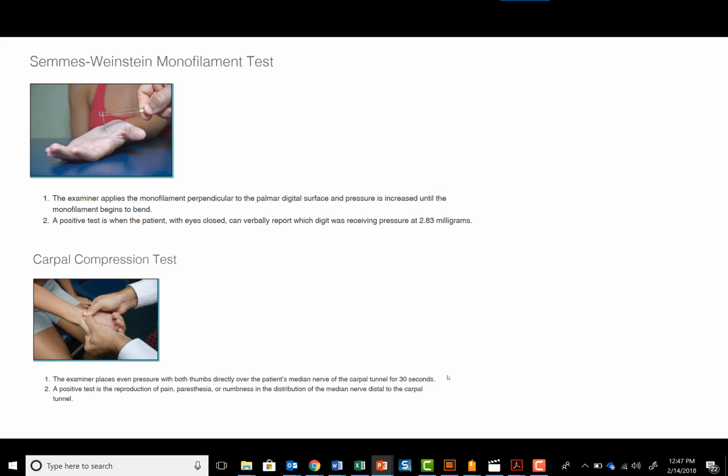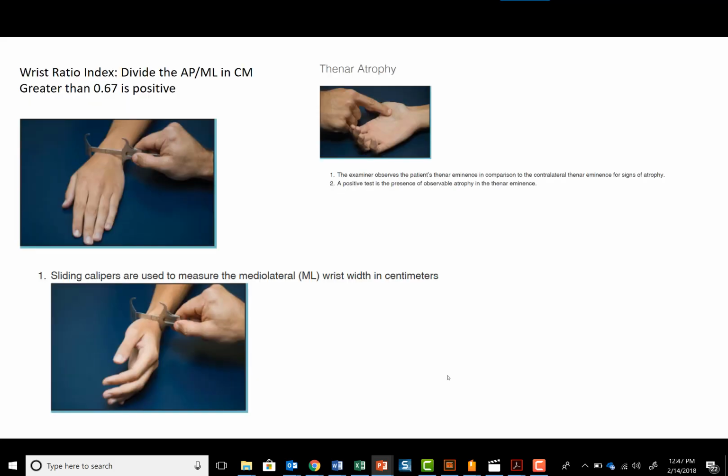Carpal compression test. So this is where you just press on that carpal tunnel for 30 seconds. So these are some of the tests we can do to help rule in or rule out. We also have the wrist ratio index. So this is basically someone with a thick wrist in the AP direction.